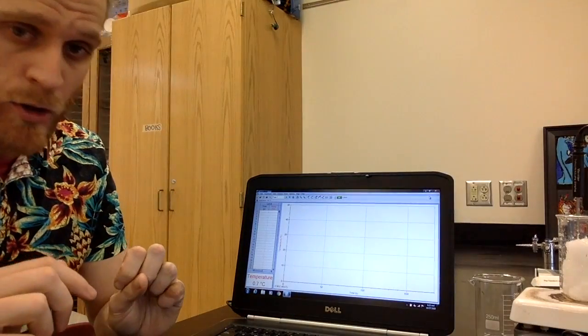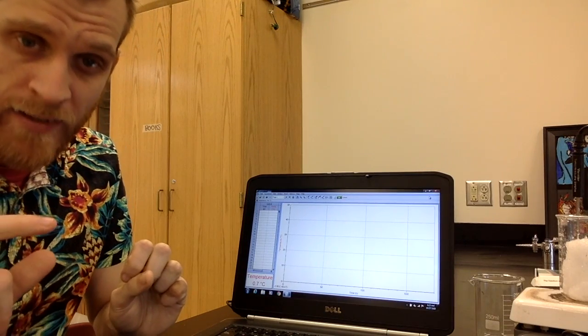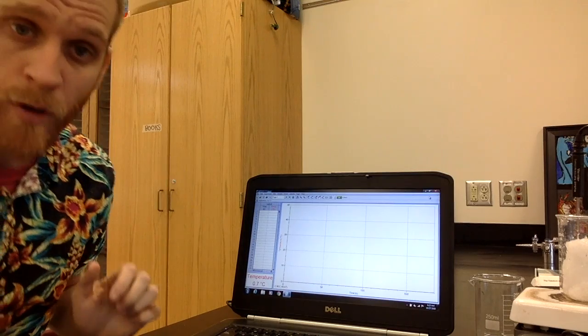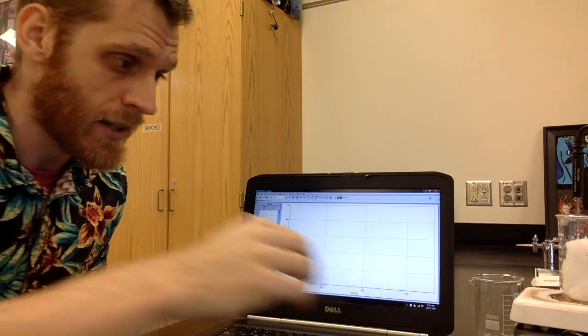So now what I'm going to do is turn on the hot plate and just let this sit for a while and see what happens to the temperature as this thing heats up.